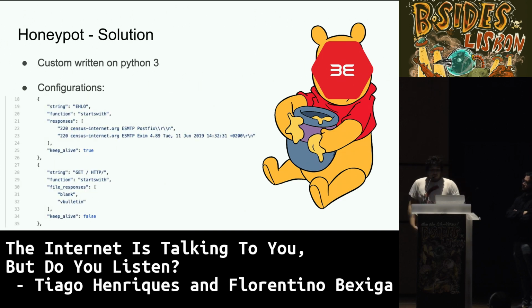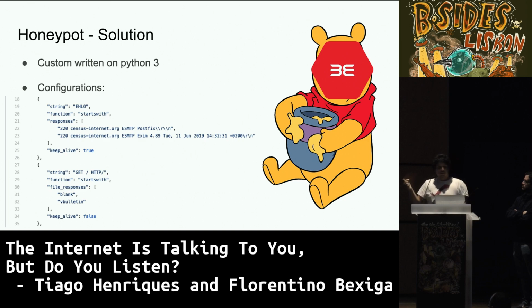So, what we landed on was a custom written solution in Python 3. And for the tagging and the configurations, we have these files. If you look at them, they're actually fairly simple configuration files. So for example, if we receive a string called EHLO, which is typically for SMTP and mail stuff, we want to be able to reply with 220 census internet org, SMTP, postfix, or exim.